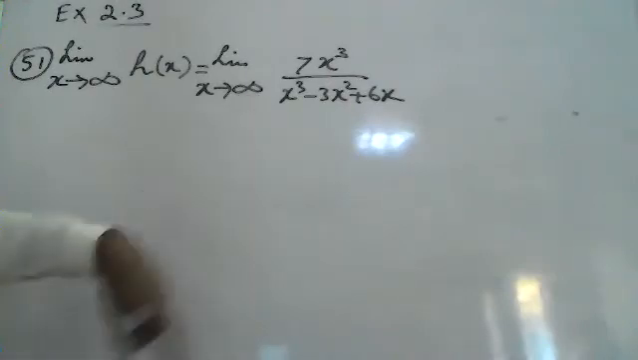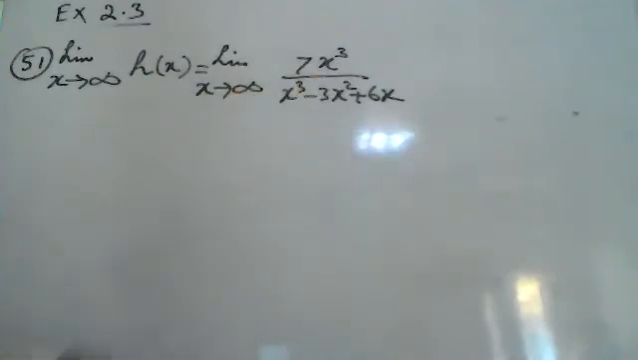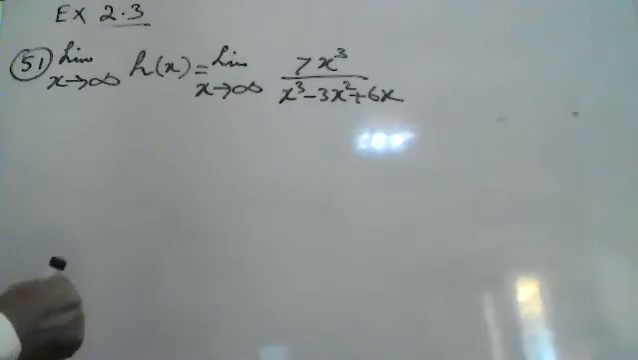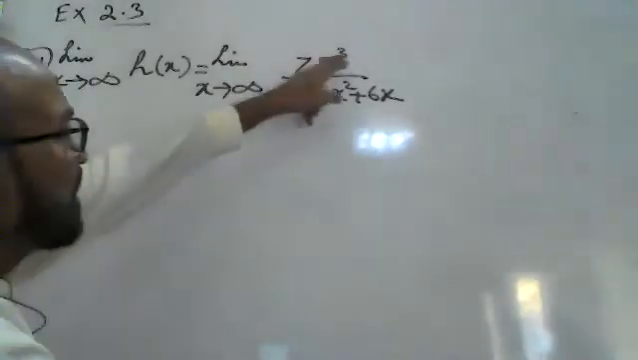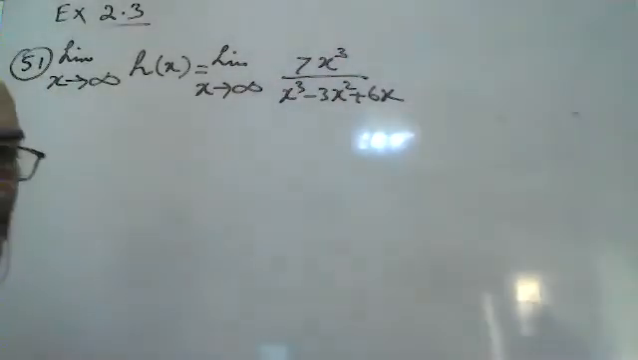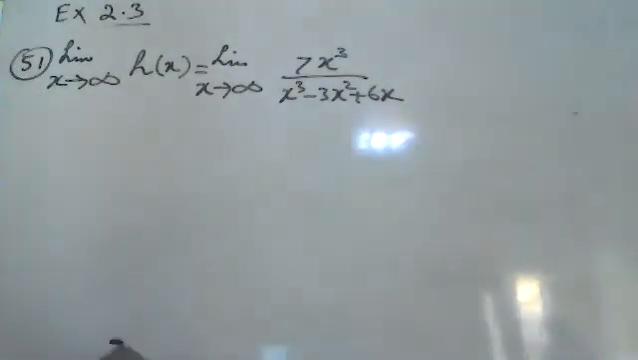Okay. Now here x cube is common in the denominator. In the numerator there is no need to take common, there is only one term. When there is one term, there is no need to take common.